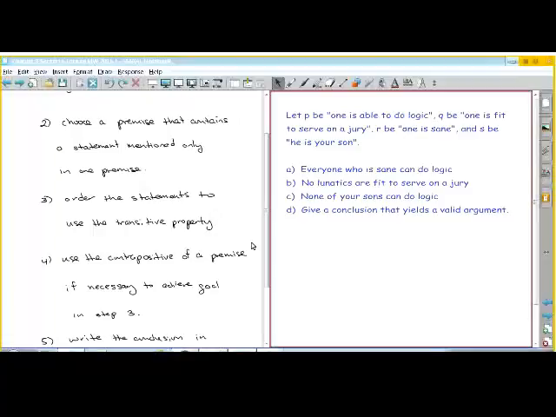Or did I write this? Maybe I made this up. Actually, it looks like I made that up.